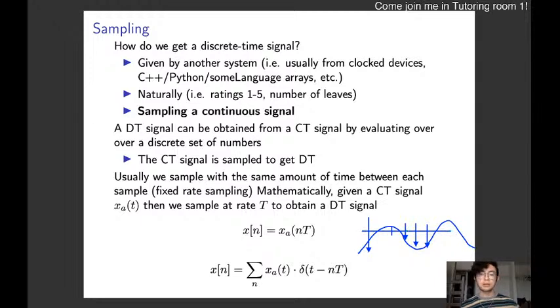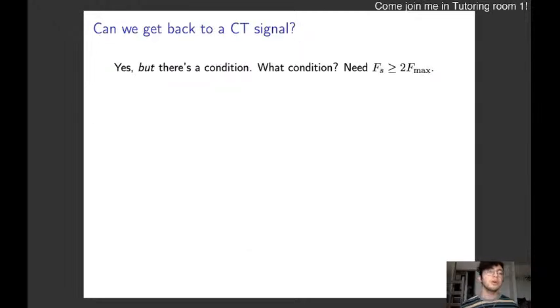But let's see. Okay, so I mentioned that we can actually get back from this discrete time representation to a continuous time signal. We can go back under one condition. We need the Nyquist criterion to be satisfied. The sampling frequency needs to be more than twice the maximum frequency, as I show right there.